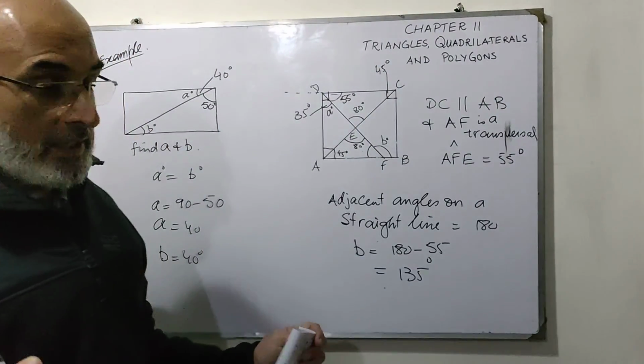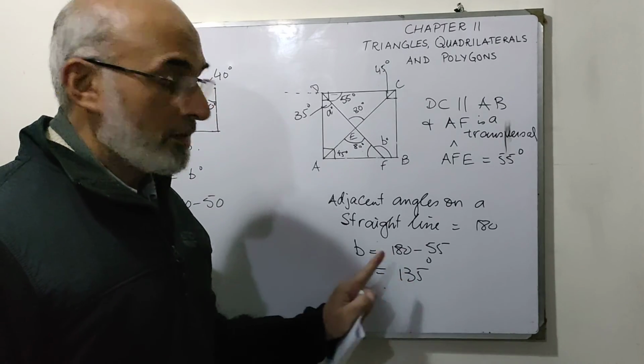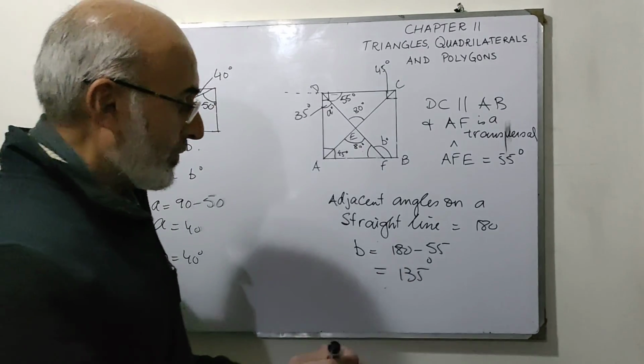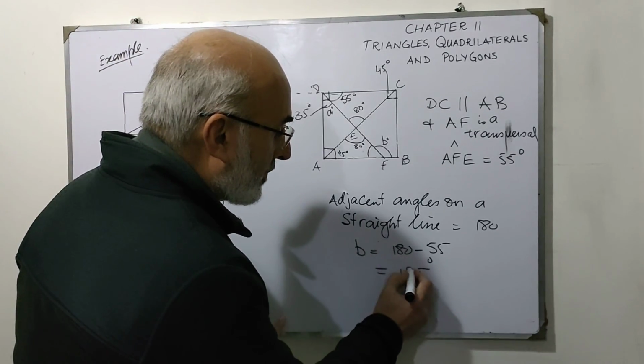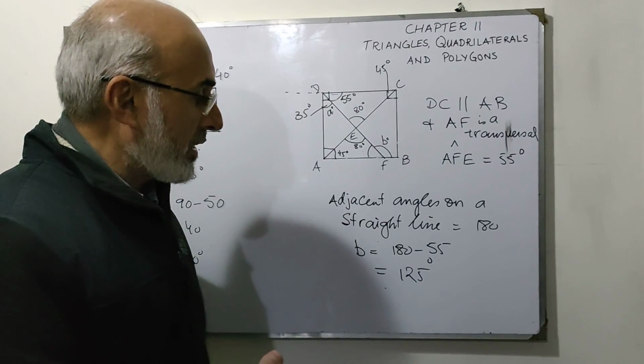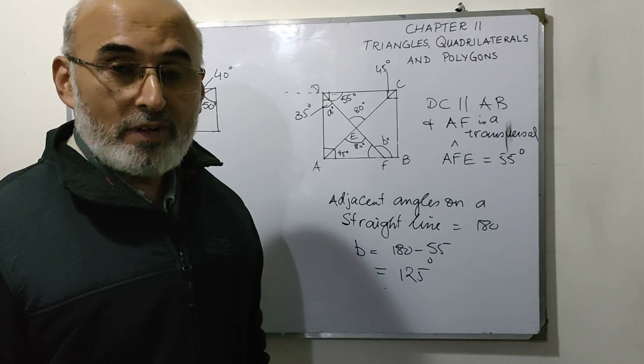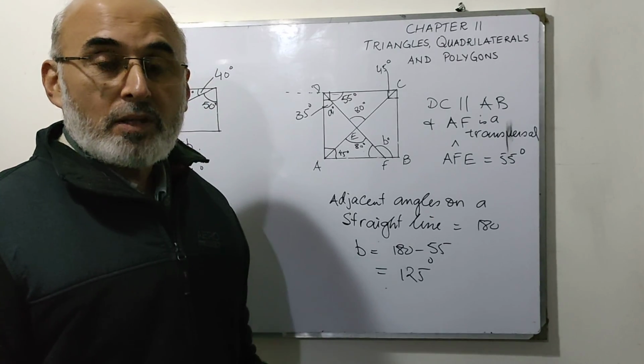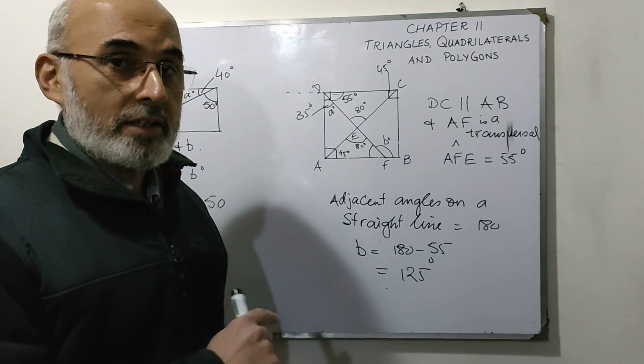And yes, just a thing before I go, miscalculation, right? It is 125, because when you subtract 55 from 180, you get 125, not 135. I mistakenly said that. So it was my mistake. Now corrected. Okay, thank you.